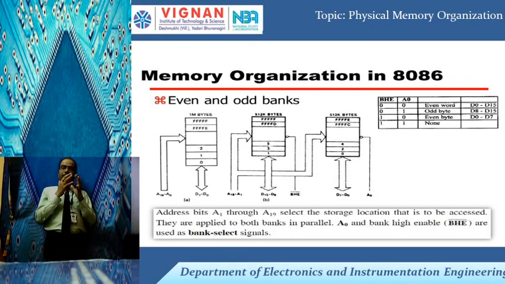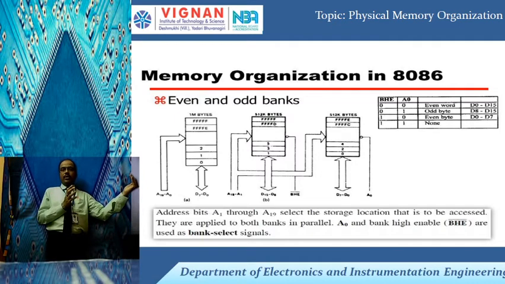The byte with an even address is transferred on the lower data bus, that is D0 to D7. The byte with an odd address is transferred on the higher data bus, that is D8 to D15.